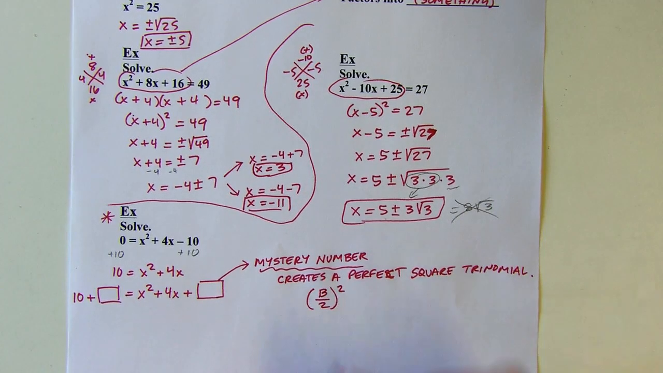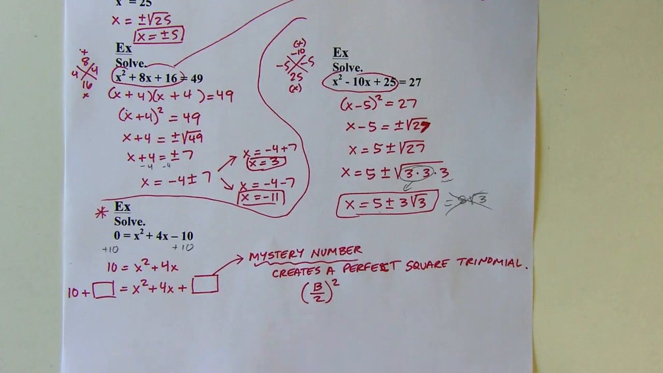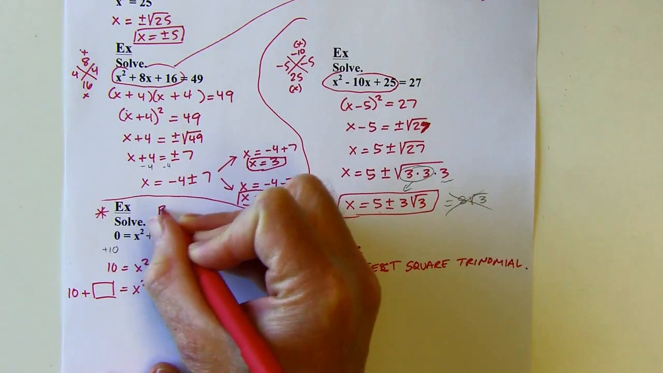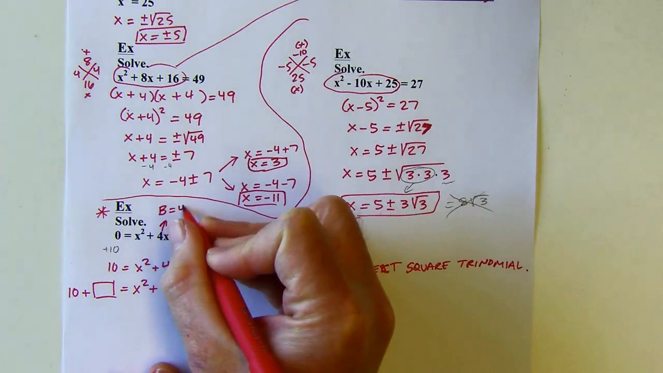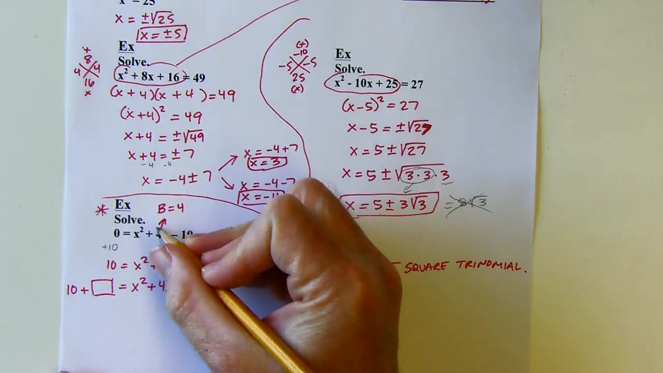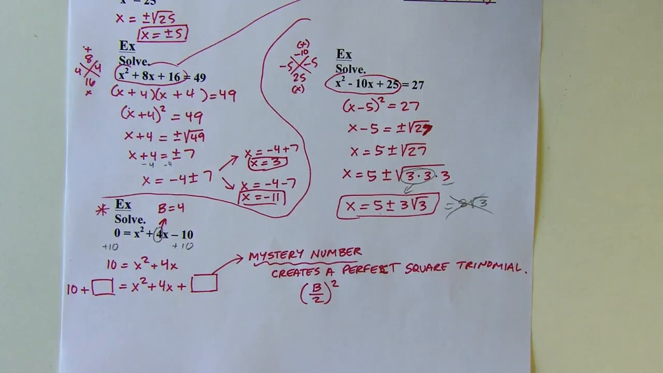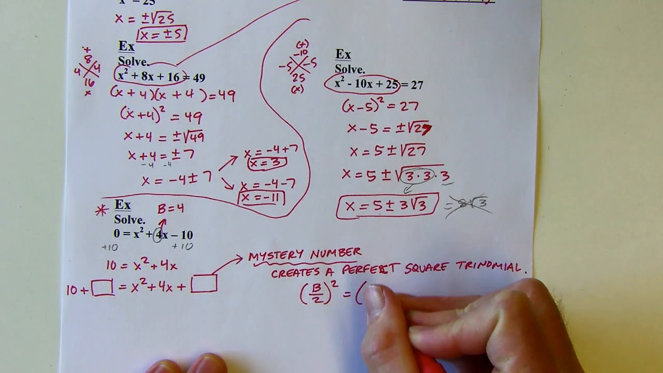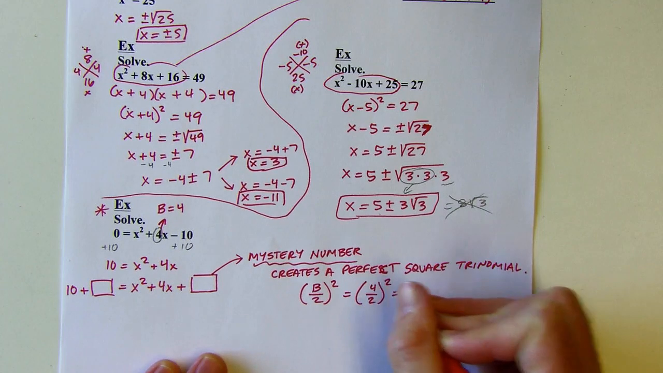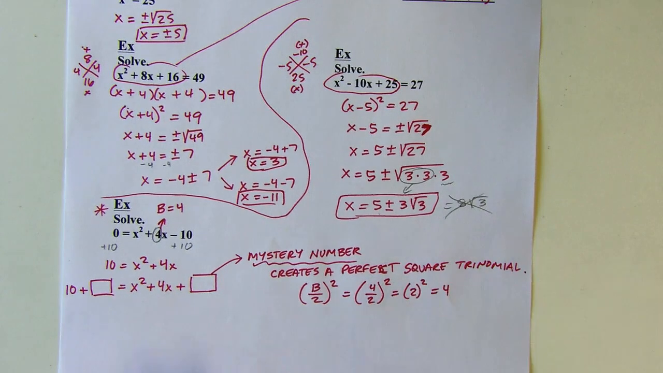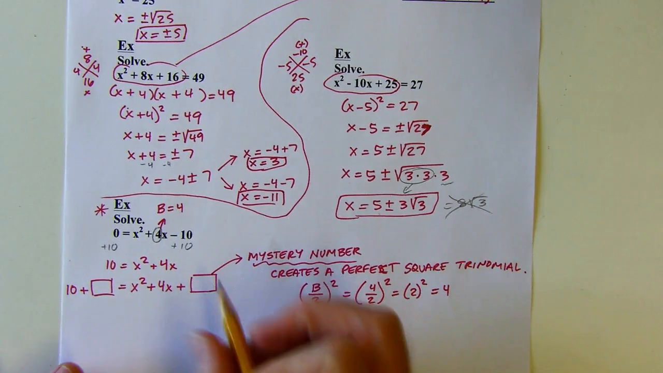Okay, it's going to be b over 2 squared. In this particular problem, my b is the coefficient of the x term. That's going to be 4. So I'm going to divide it by 2 and then square it. 4 over 2 is 2. 2 squared is 4. So my mystery number for this problem is 4.